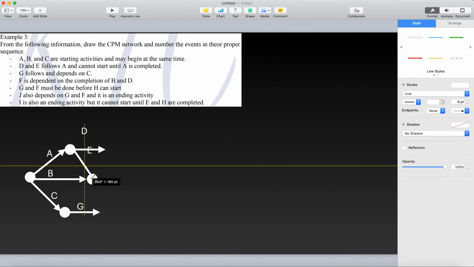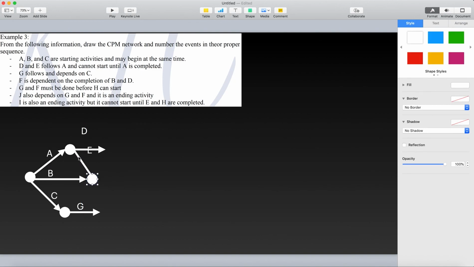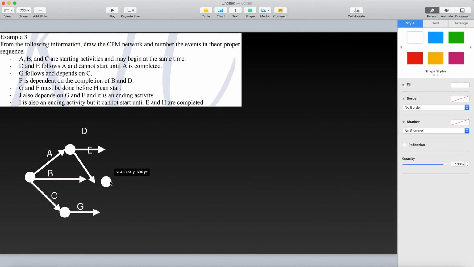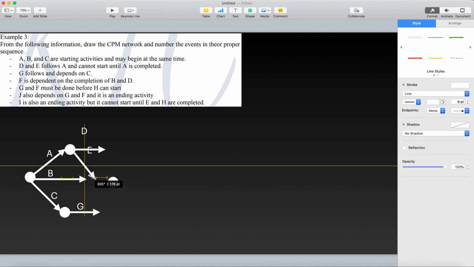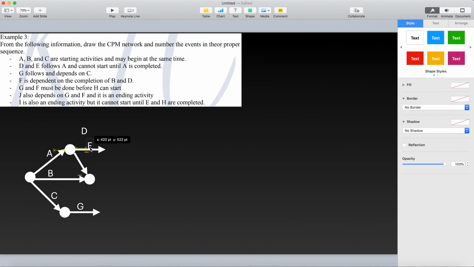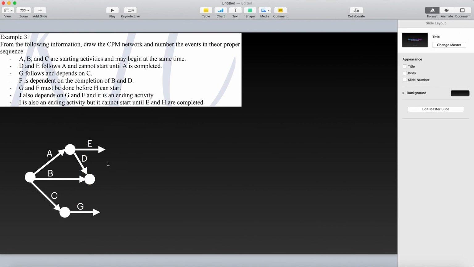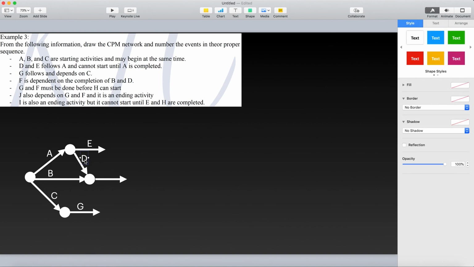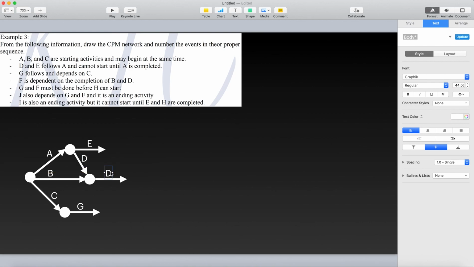Okay. Wait a moment. So transfer that one there. Then for the arrowhead, we have it here. Okay, there is your activity D. Then what we have said, F is dependent on completion of B and D. So we will be having activity F here, and F cannot start unless activity B and D would be finished. So we were able to satisfy the condition. So this one is activity F.